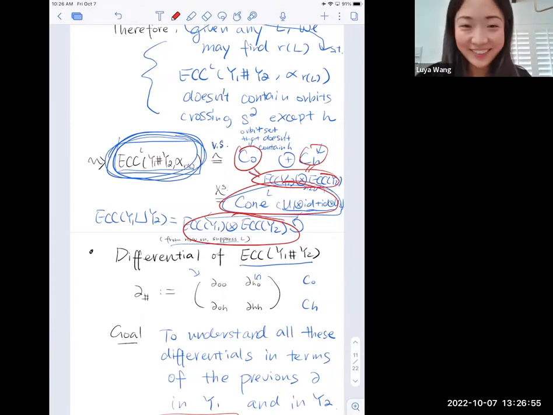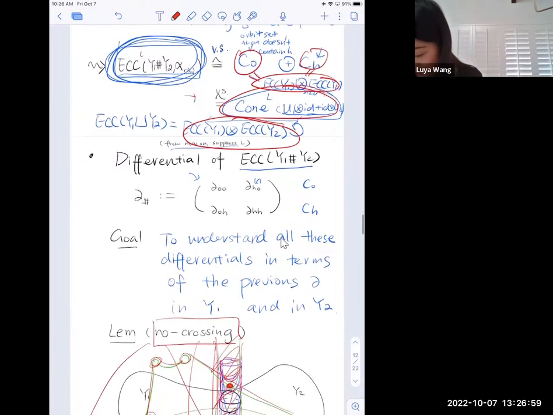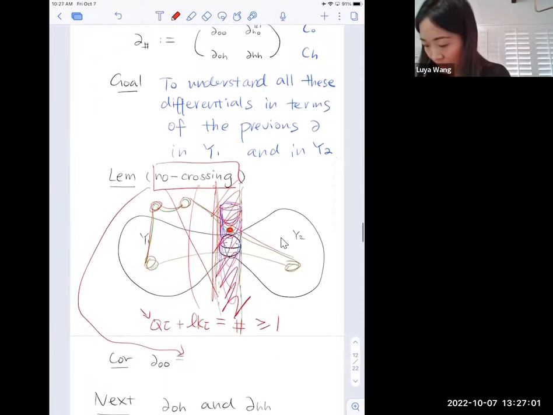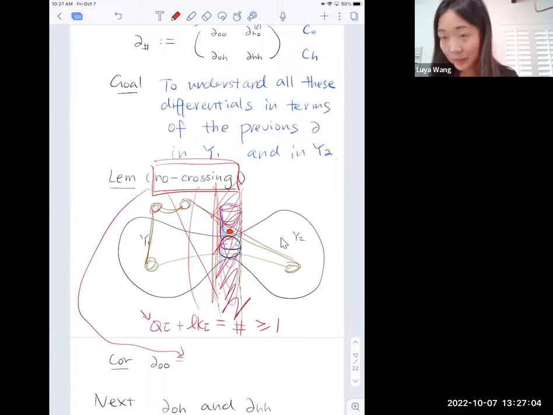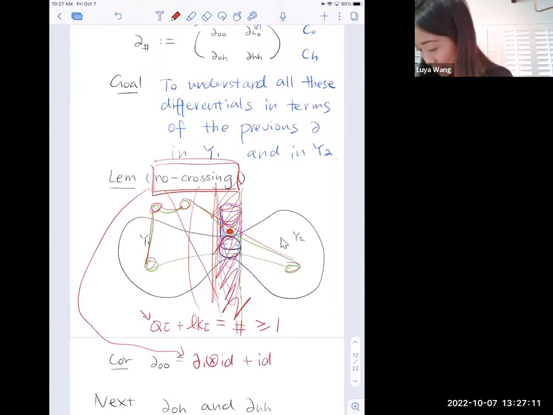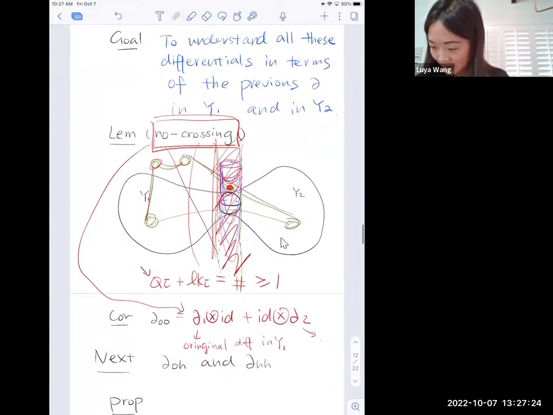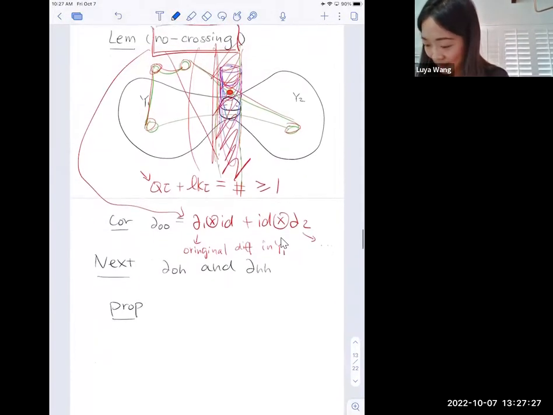Okay, thank you. Sorry, this is a little messy here. Thank you for your question. So the no crossing lemma tells us that this is just partial 1 times identity plus identity tensor partial 2, where partial 1 and partial 2 are the original differentials, being y1, similarly for y2. Okay. Now let me go back to my blue.